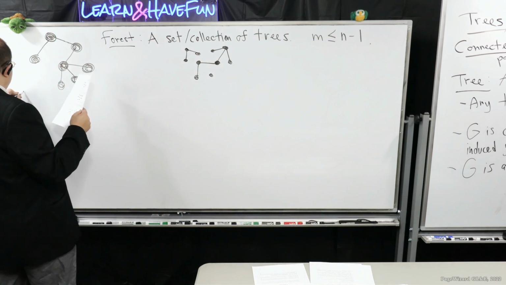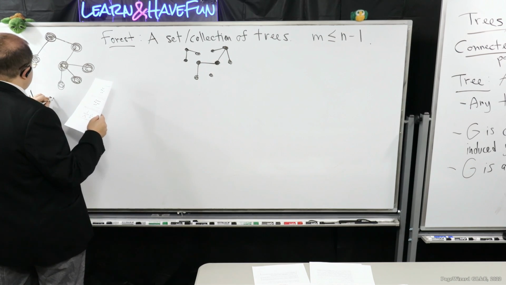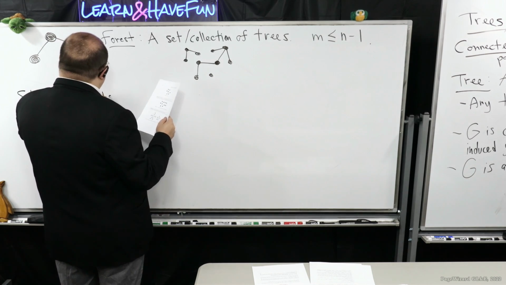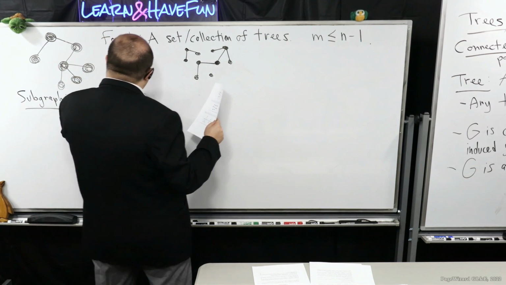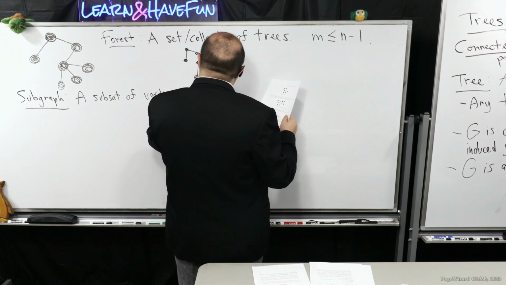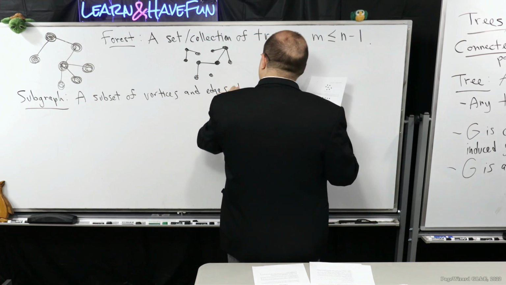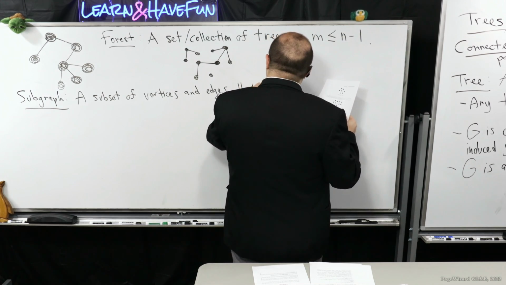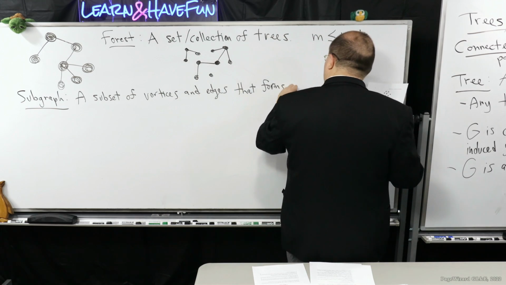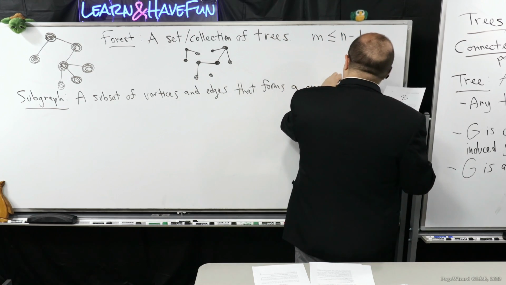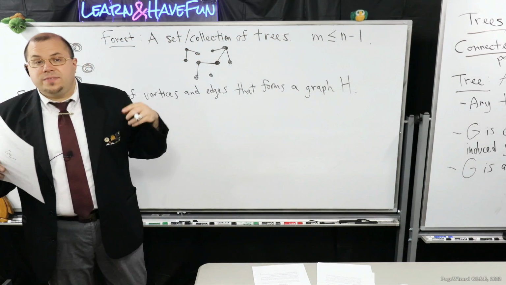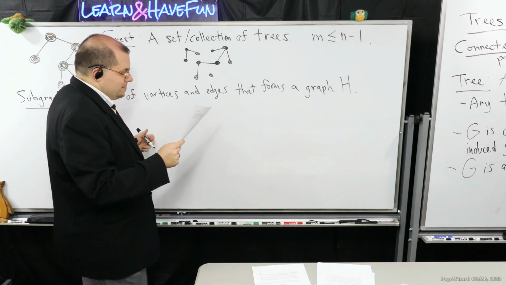So next we have this idea of a subgraph. So it's just simply a subset of vertices and edges that forms, as a result, a graph H. So just some other graph. So you're going to take some parts of the vertices and edges. As long as it forms a graph, we could call it a subgraph.